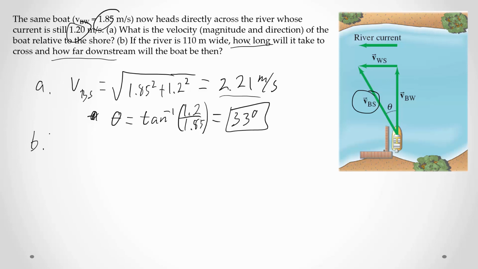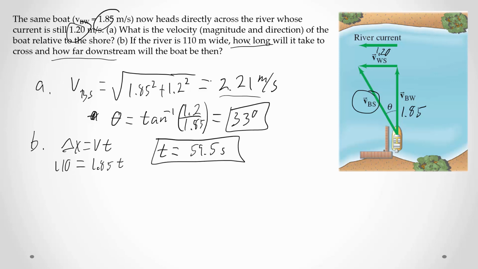Alright, part B, we want to know how long is it going to take us to cross the river. Well, the fact that this current is pushing us to the left doesn't affect our motion across the river at all. So this is a really simple question. We just have the width of the river and we have the speed at which we're crossing the river. So we can just use delta x equals vt because that's our equation for constant velocity. Plug in 110, plug in the velocity across the river. Let me make sure I get the right one. This was 1.85, yeah. That was 1.20, so we're going to have 1.85, solve this for t, and you end up with 59.5 seconds. So that's the first part of part B.